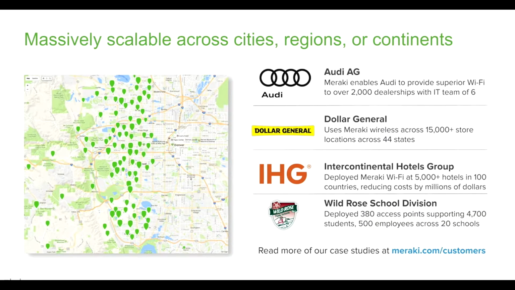And because of this kind of cloud scalability, you can find all sorts of customers that are using Meraki. I won't go through each one here. We've got a whole web page for that, meraki.com/customers. But the key point is that you're able to manage all of these massive networks with just a lean IT team. So for example, Audi at the top, they've got 2,000 dealerships with an IT team of 6. Wild Rose at the bottom there, they've got hundreds of APs, thousands of students that they're managing in the network, and they do it with an IT team of 1. So when you think about scalability, that is real scalability.